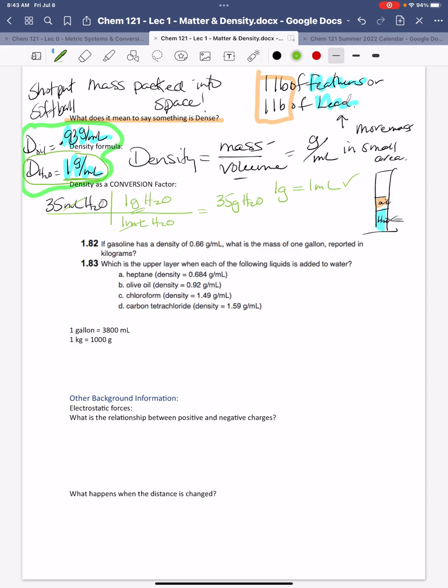So let's just say this is 35 milliliters of oil. Let's do that again. If we did this with 35 milliliters of oil, we would use a different conversion factor because oil has a different density. We're going to use that one right there.